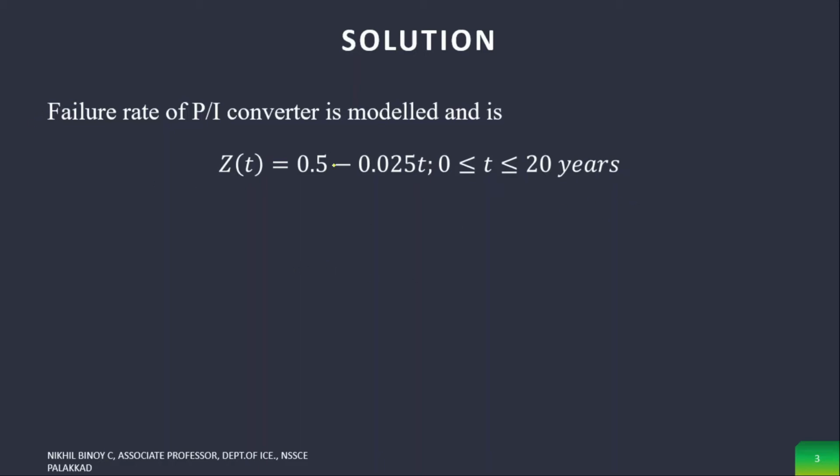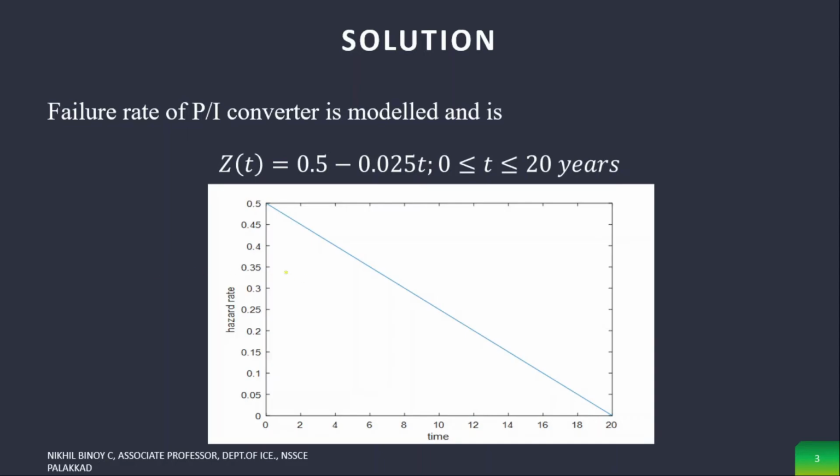So we can draw the graph of this failure rate. This one is the graph of this failure rate. You can see that if t equals 0, Z of t equals 0.5, and Z of t is linearly decreasing with respect to time to 0.